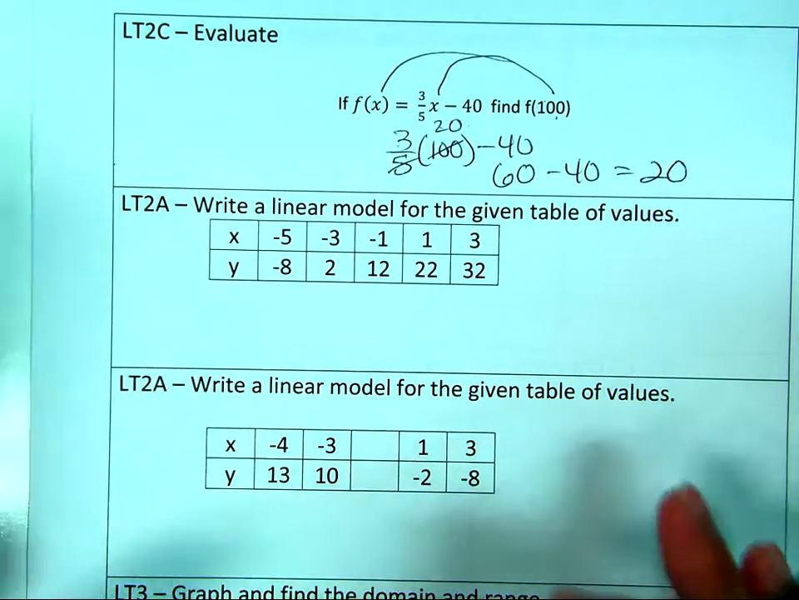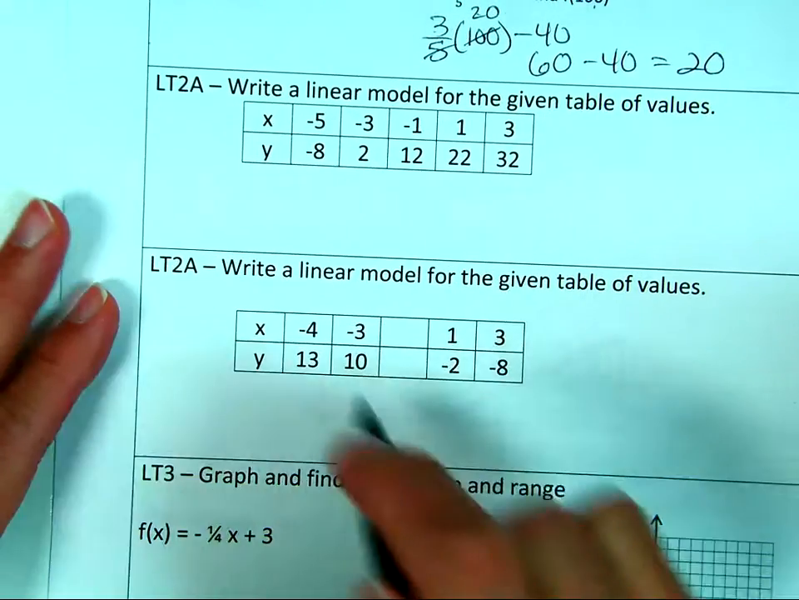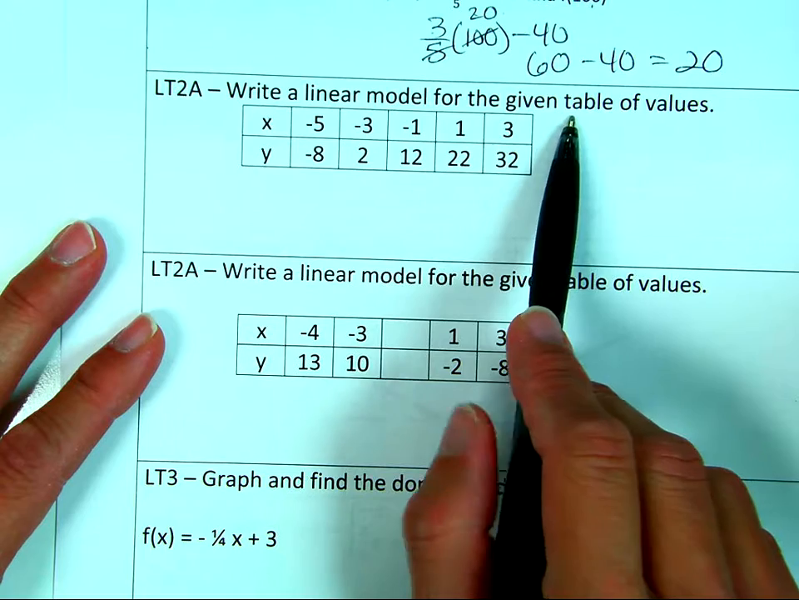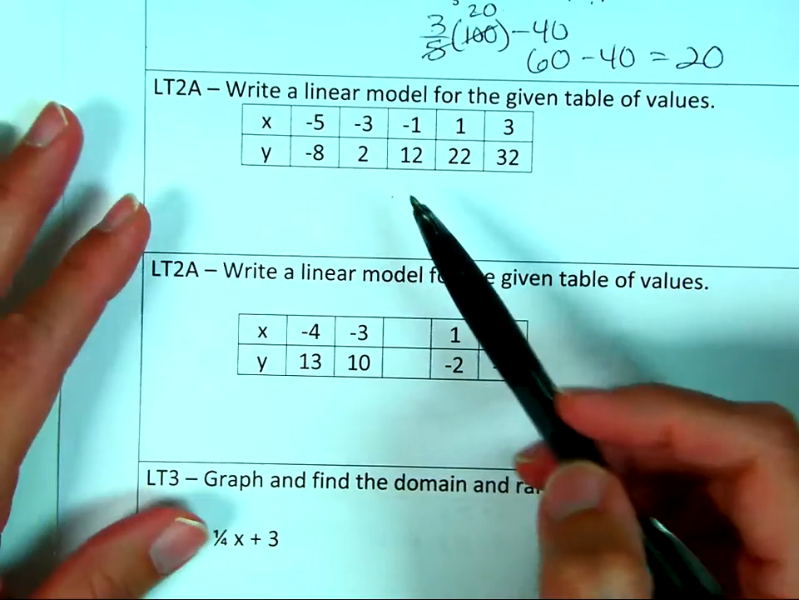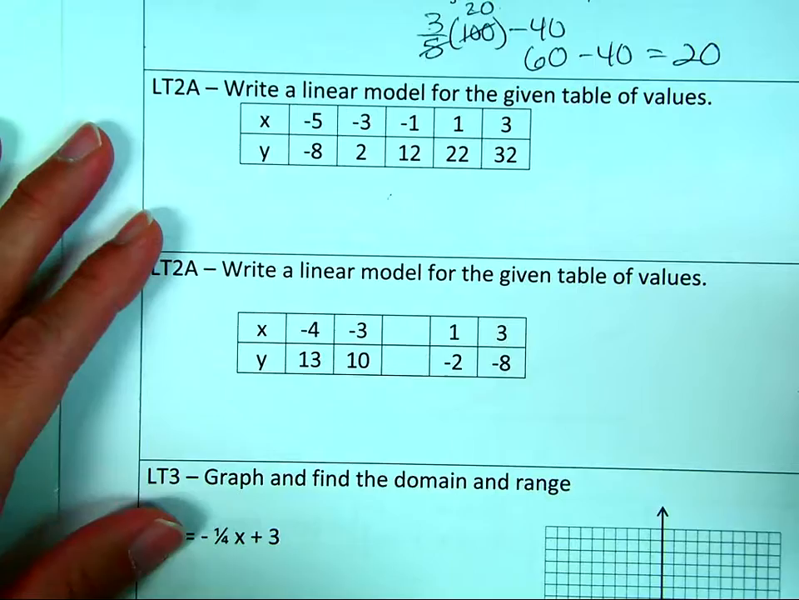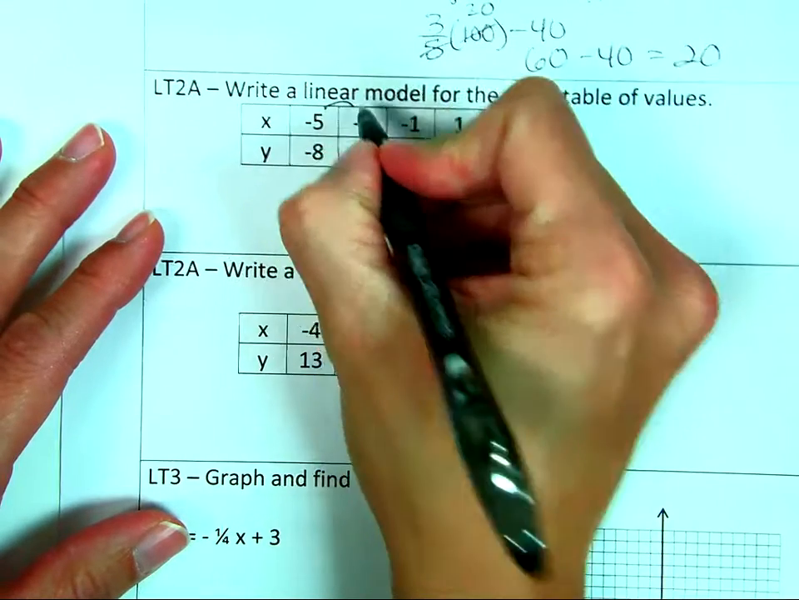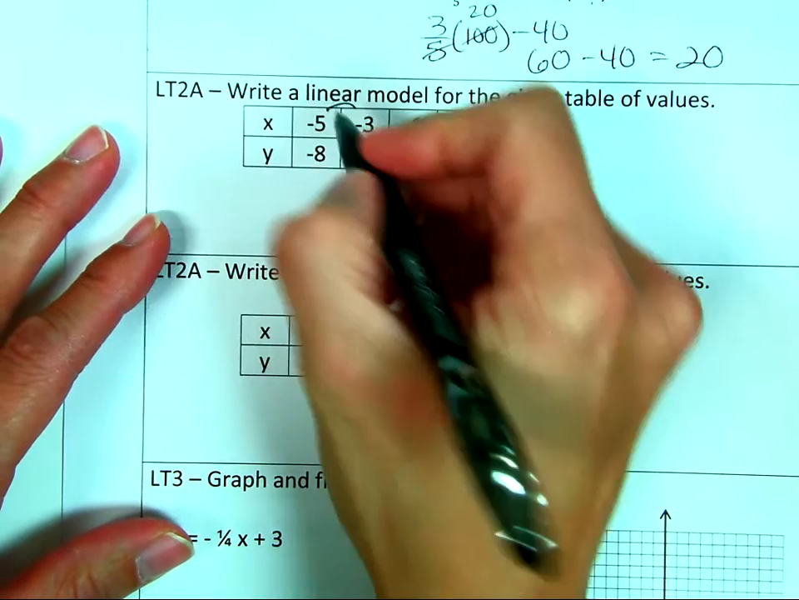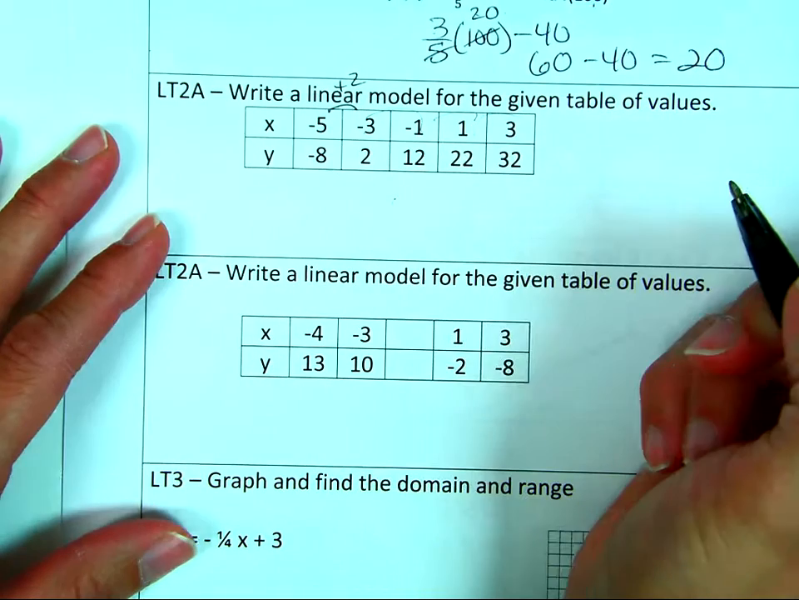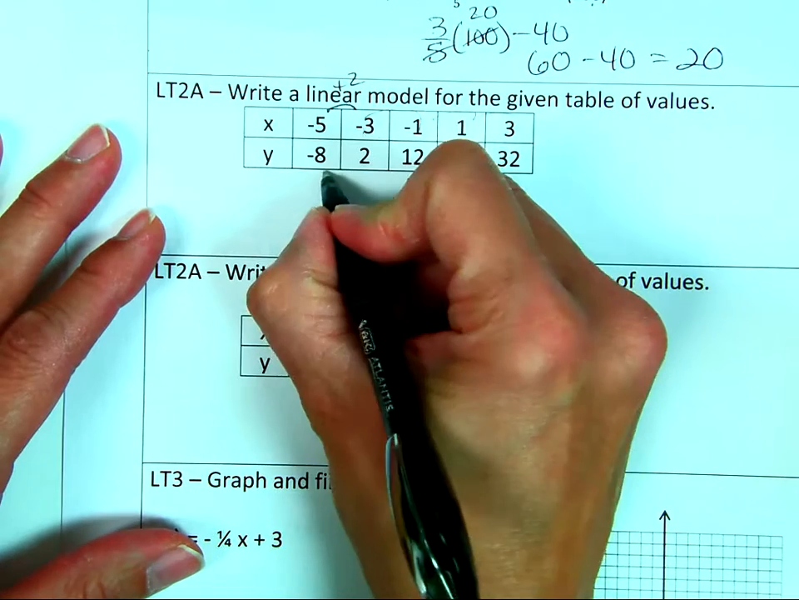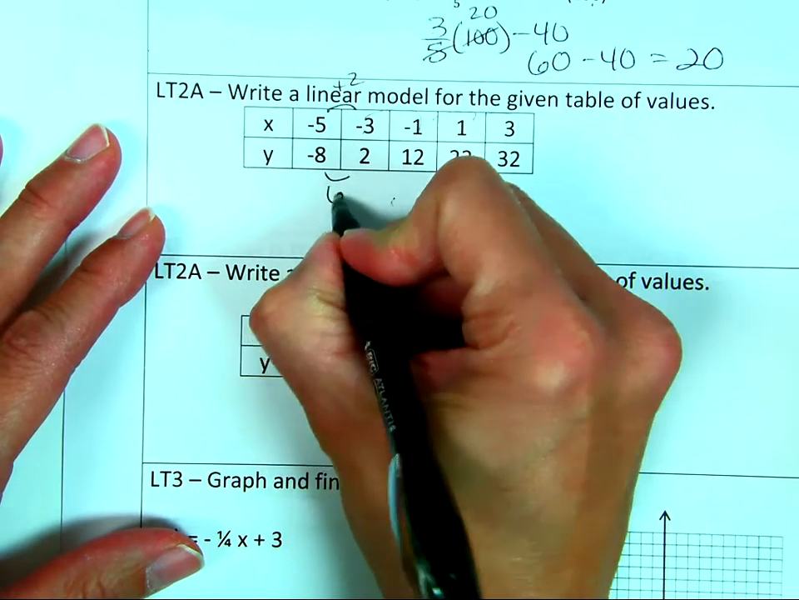Okay, the last part of Learning Target 2 is being able to write a linear model. So we're going to write a linear function for this set of points. What I like to do is find the distance, so it's kind of like slope. That's an increase of positive 2. So each one of those is increasing 2 each time. And this one is increasing 6, it looks like.